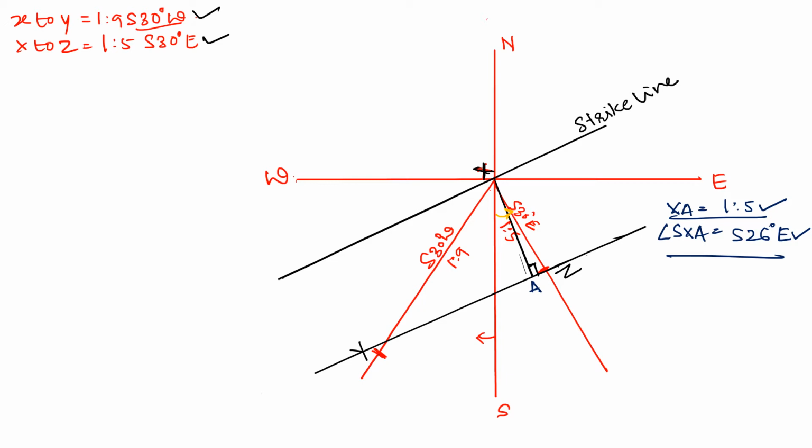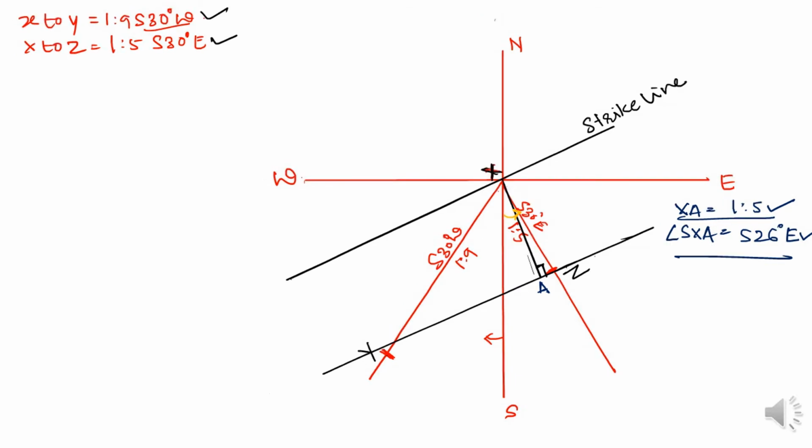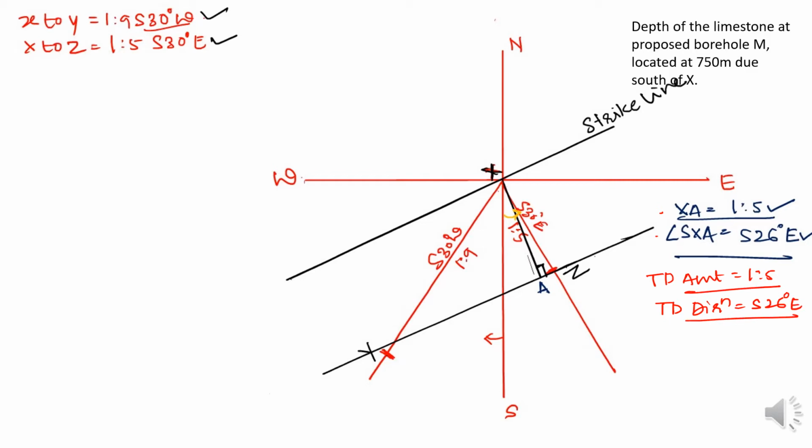Now we have the second part. The part of calculating the true dip and apparent dip has been completed. This gives you the true dip amount that comes around 1:5, and the true dip direction that comes around south 26 degrees east. Now we are remaining with the next part, that is the depth of the fourth borehole. So this is the second part.